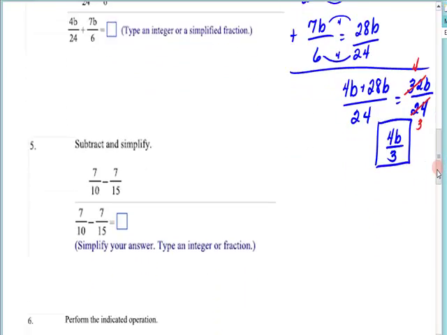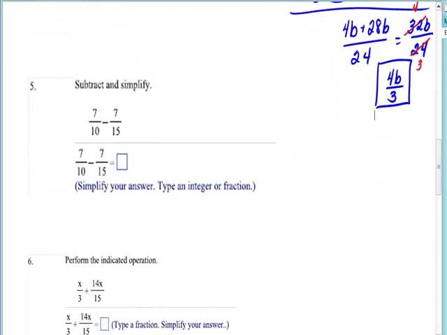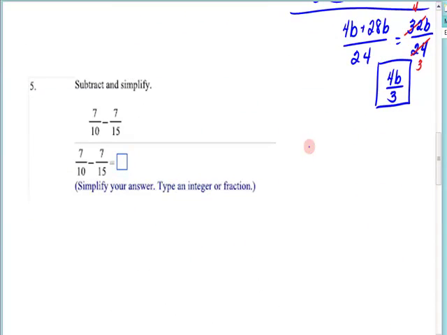All right. Let's look at number 5. I have 7/10 minus 7/15.